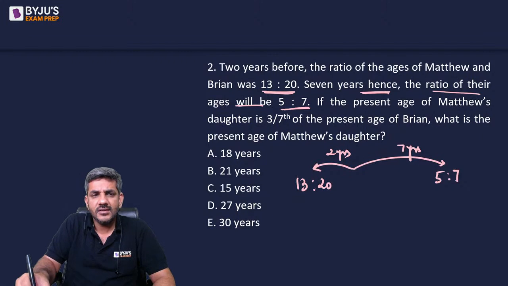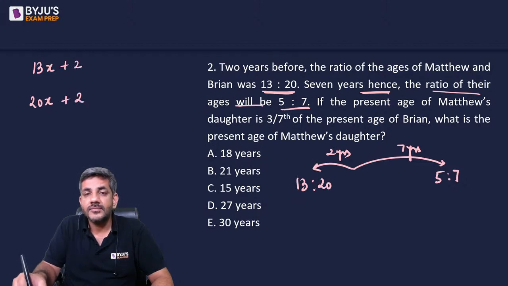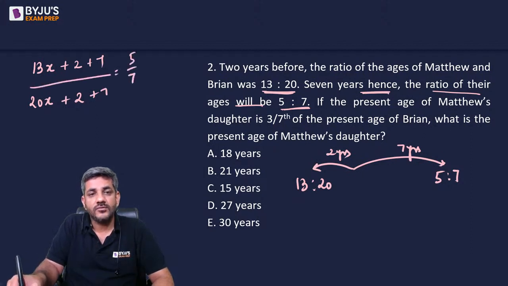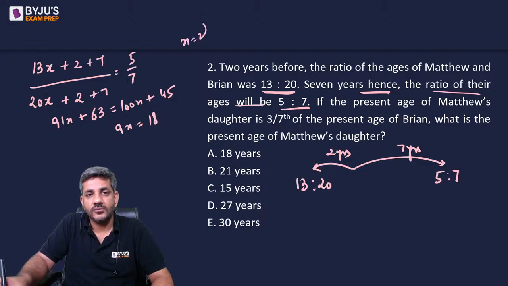The general method is, let us say 2 years ago, their ages were 13x and 20x, right? So if 2 years ago they were 13x and 20x, today they are 13x plus 2 and 20x plus 2. And 7 years hence, they would be plus 7 and plus 7. The question says this ratio is equal to 5 is to 7. So I will have 13 sevens are 91x plus 9 sevens are 63 is 100x plus 9 fives are 45. This gives me 9x is equal to 18 or x is equal to 2.